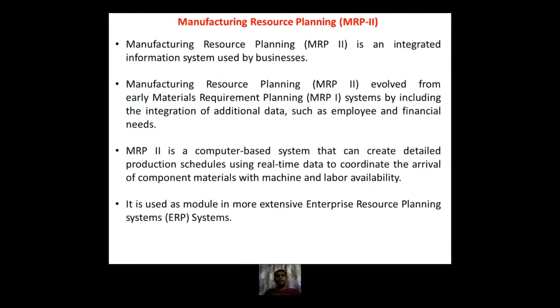MRP2, which is called Manufacturing Resource Planning, is an integrated information system used by businesses. MRP2 evolved from early Material Requirements Planning 1, which is an evolution of the MRP1 system by including the integration of additional data such as employee and financial needs. So it is an upgraded version of MRP1 by integrating additional data such as employee and financial needs. This MRP2 is a computer-based system that can create detailed production schedules using real-time data to coordinate the arrival of component materials with machine and labor availability.